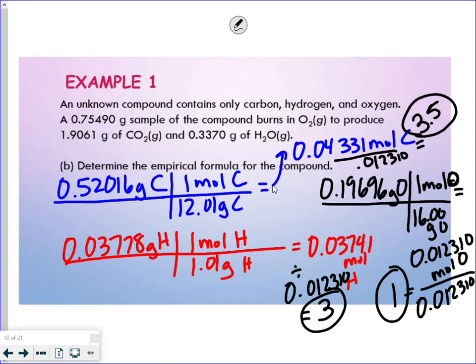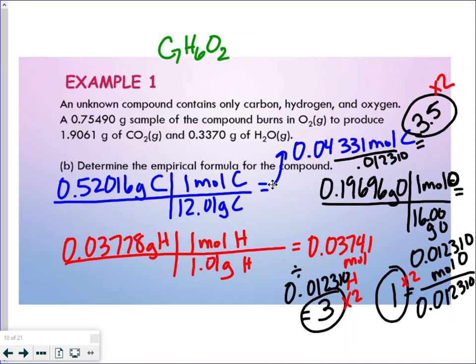So now what do we have to do? Since we got a 0.5, we can't have a 0.5 of an atom, so we have to multiply everybody by 2. So multiply by 2, multiply by 2, multiply by 2. So that ends up making our compound C7H6O2, right? And that is its empirical formula.